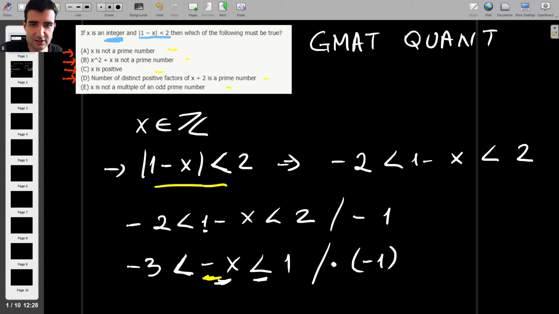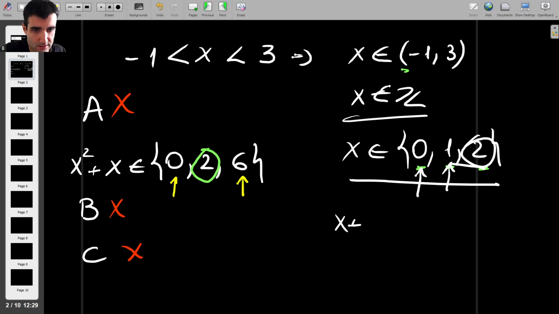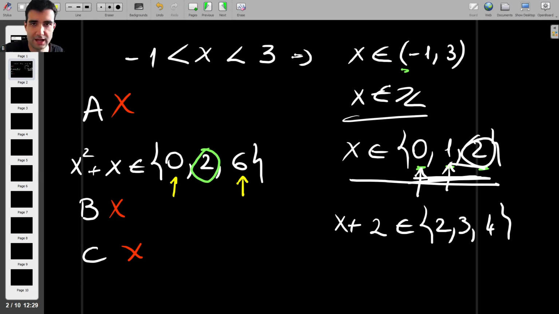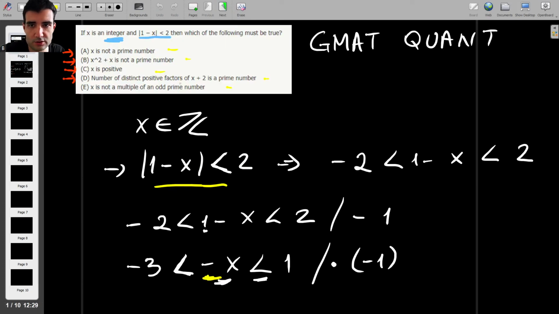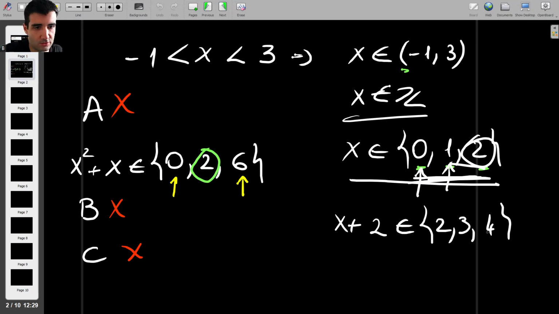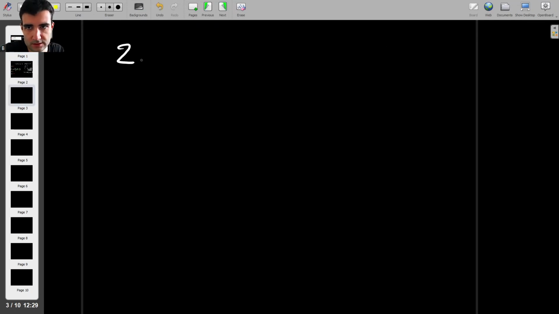Okay, that's a mouthful. So let's try to break this down a bit. So the number of distinct positive factors, so we have to look at how many positive factors x plus 2 has. Okay, so x plus 2 is this. So if x is any number from this set, then x plus 2 is 2, 3, and 4. Okay, we just added 2 to x and we got 2, 3, and 4. Right, so let's see how many distinct positive factors each of those actually have. So let's look at 2, 3, and 4.